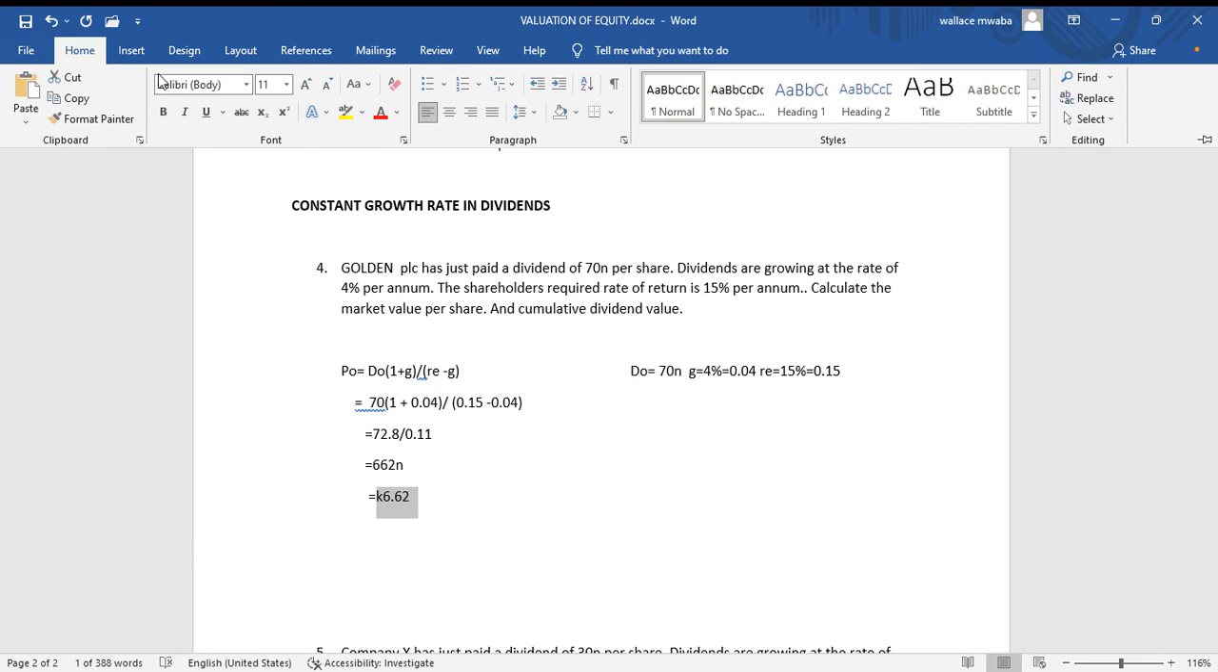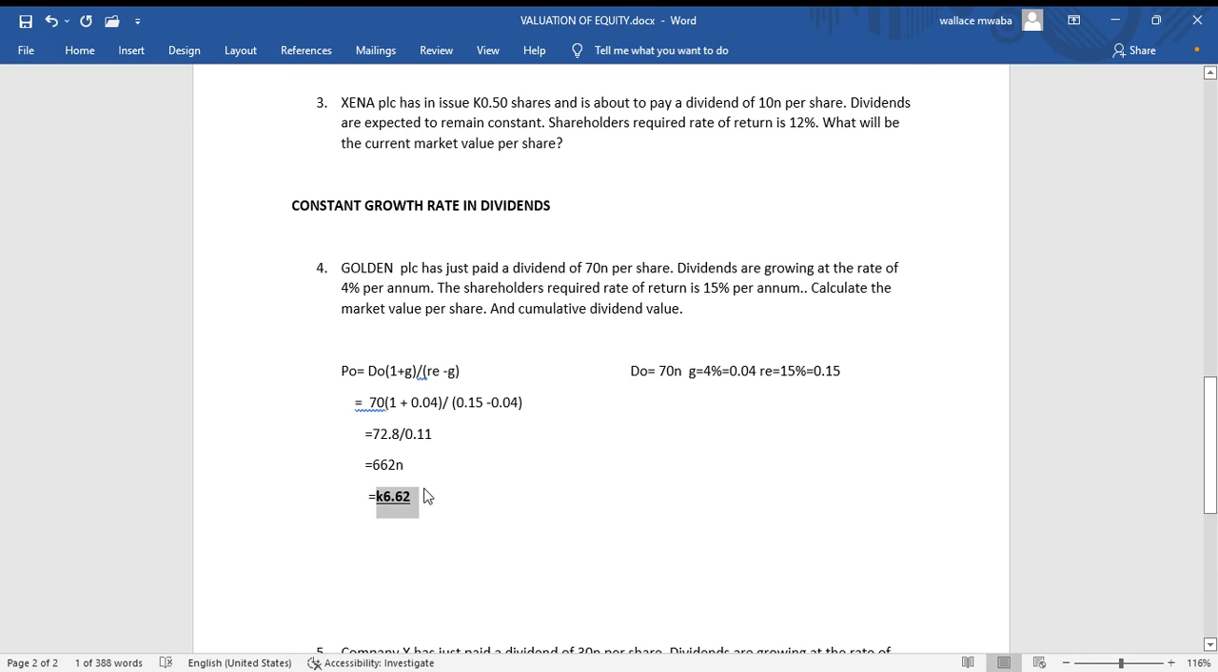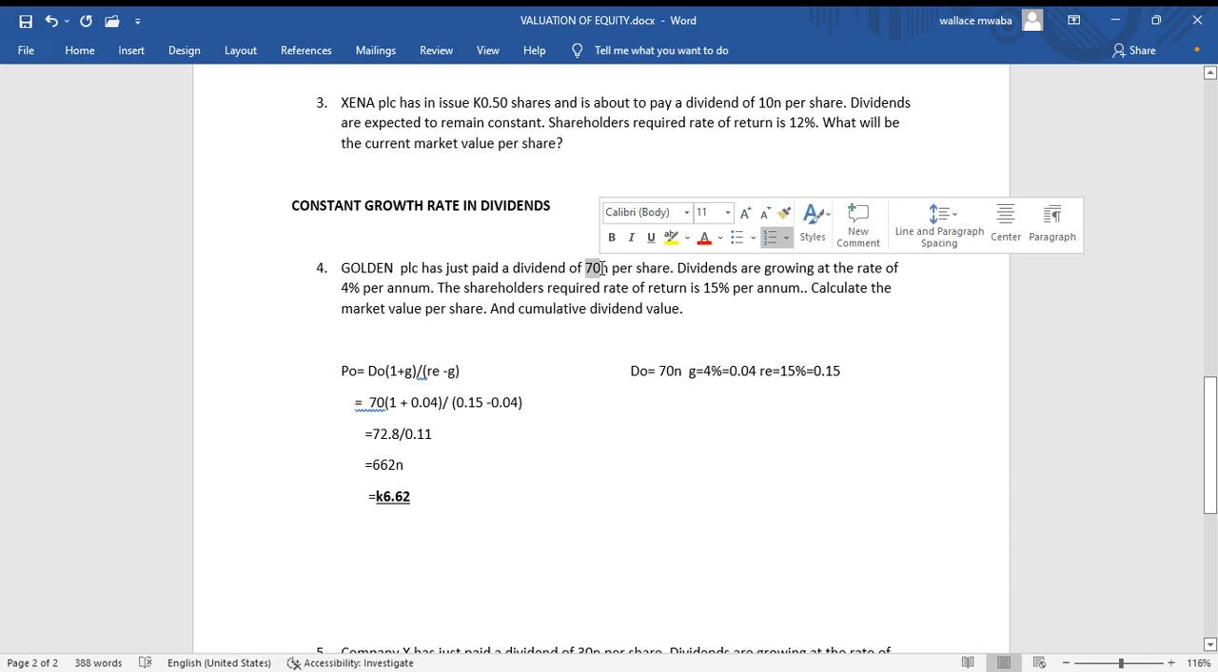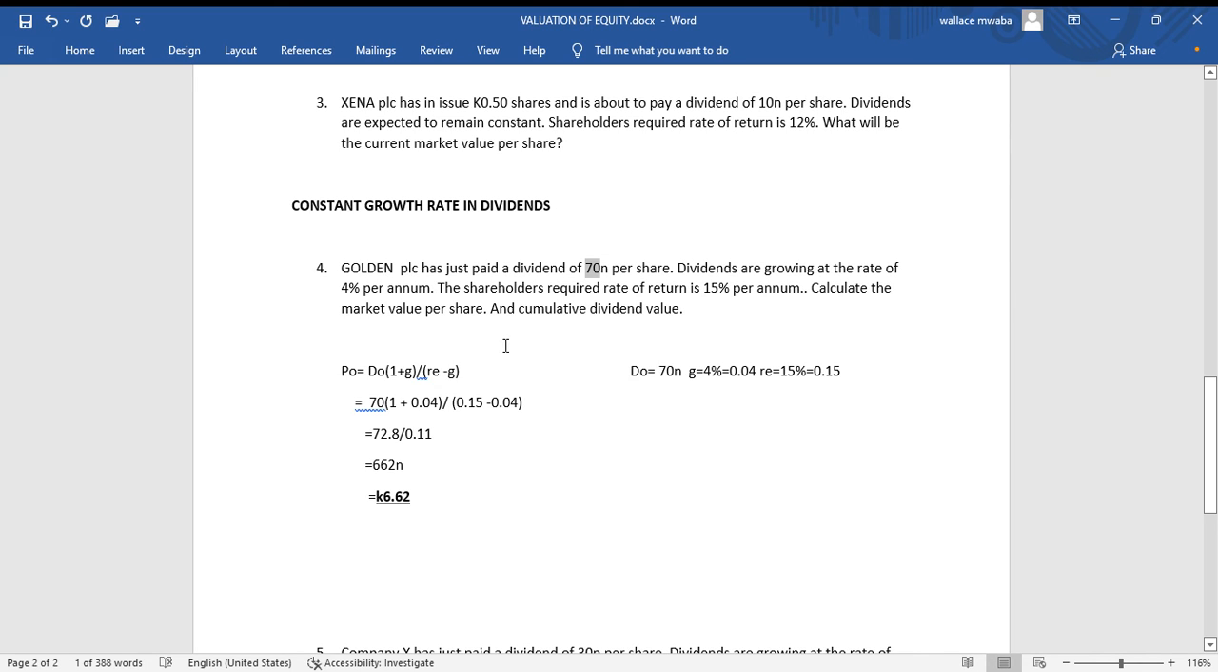So that's the market price of the share. When you pay this amount, every year you're going to be getting 70 ngwe. You pay 6 kwacha, and every year you're going to be getting paid 70 ngwe.